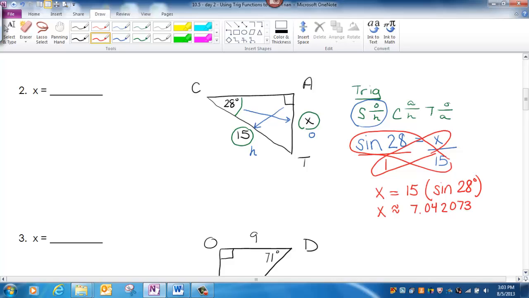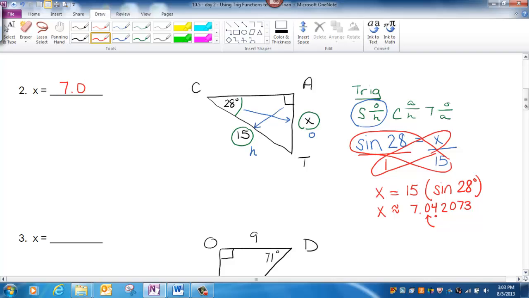7.042073. Okay, we are going to round to the tenth place, so the first number after the decimal point. So you need to look at the 4 right there and say, if that's 5 or greater, it's going to bump that 0 up to 1. But since it's not, we can just leave it at 7.0. And put that on the blank as our final answer.